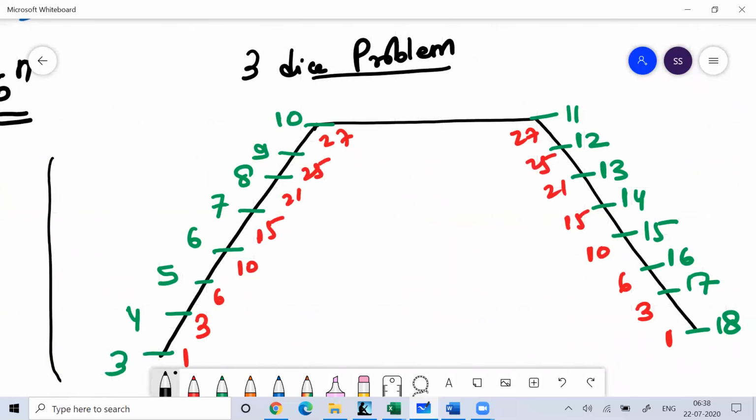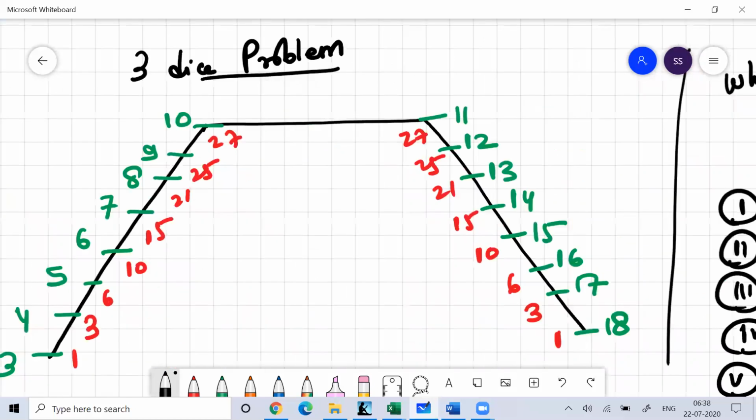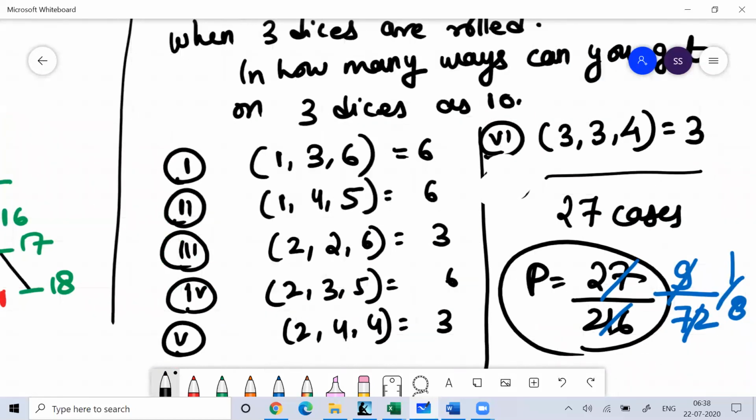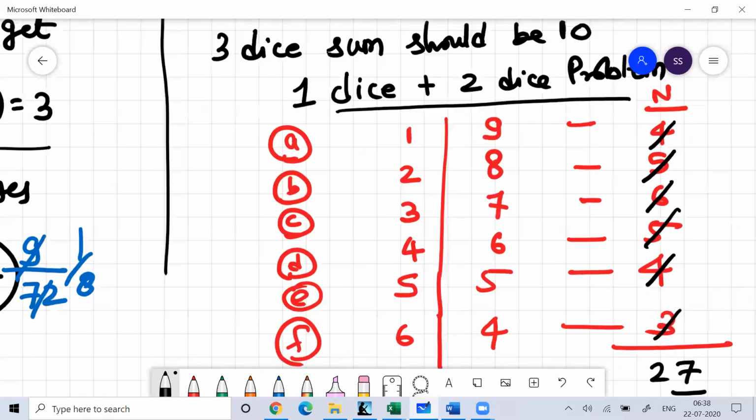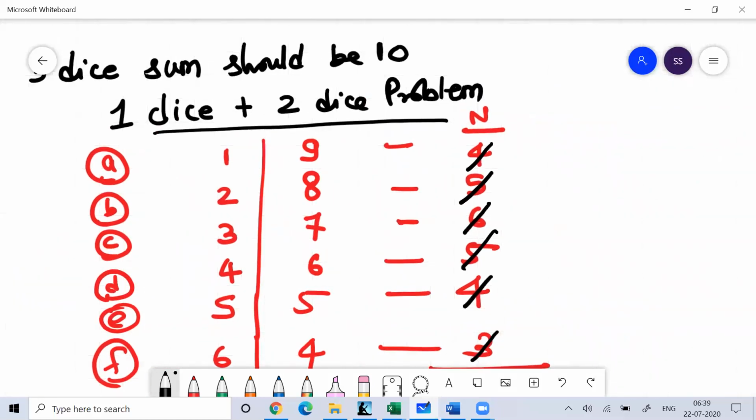I told you 3 ways to get the same answer. First I told you the shortcut way to solve the 3 dice problem. Then I told you a manual way which you can do by trial and error method, or you can do it like this way. So 3 ways I've already told you. Now I'll tell you the fourth way of solving the same problem.